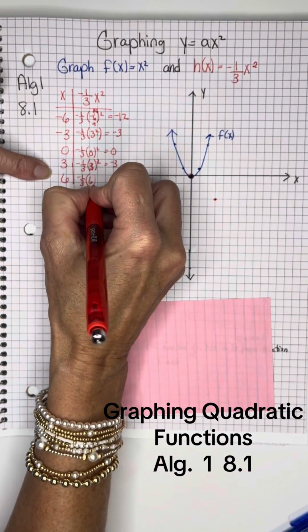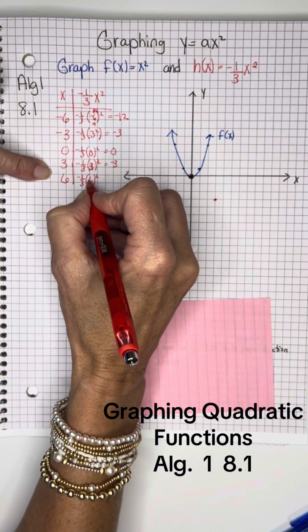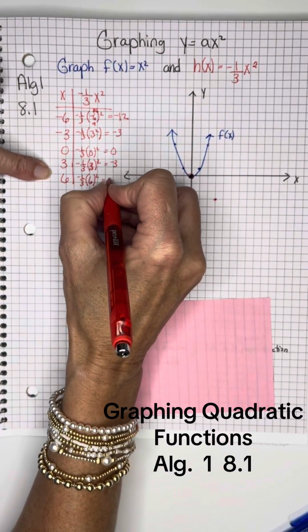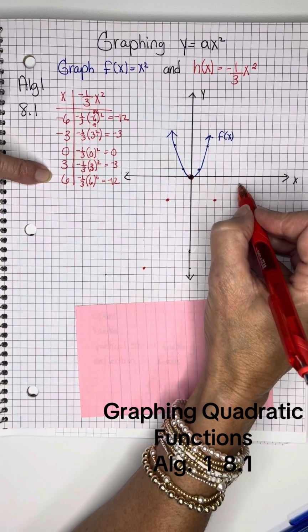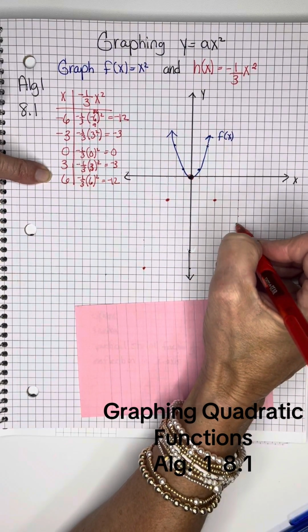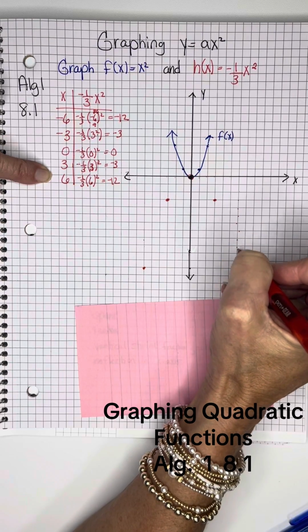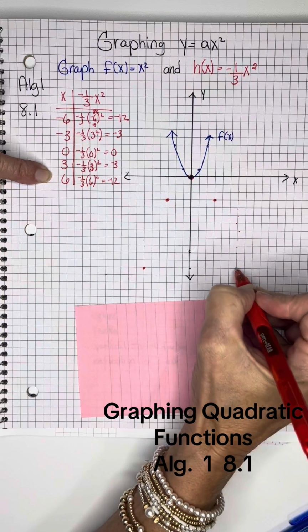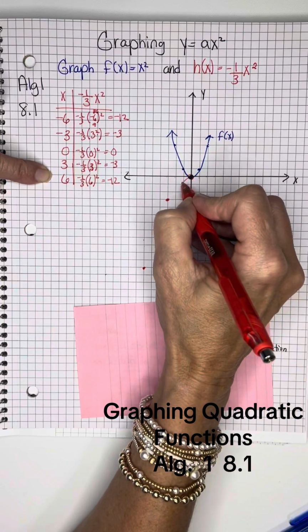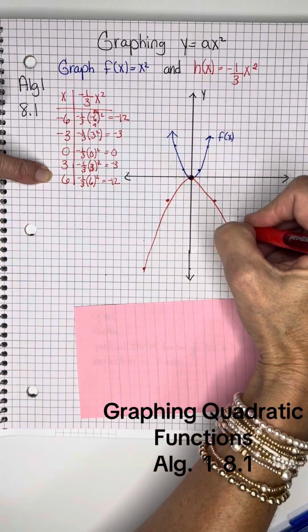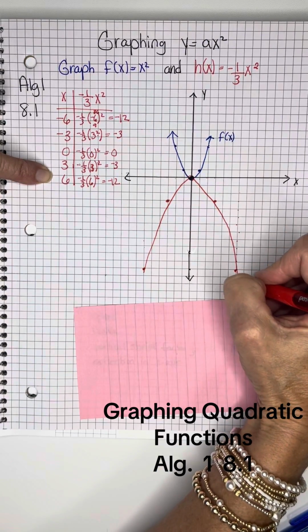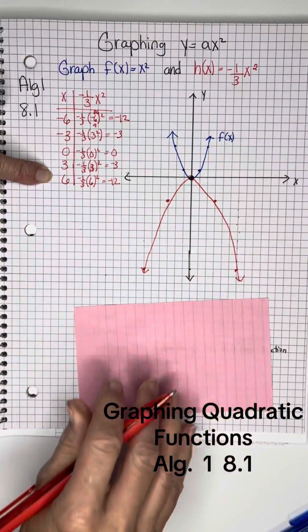Negative 1/3 times 6 squared. So 36 divided by negative 3 is the negative 12 again. So 1, 2, 3, 4, 5, 6. 1, 2, 3, 4, 5, 6, 7, 8, 9, 10, 11, 12. All right, notice this parabola opening wider than the original parent graph and being upside down.